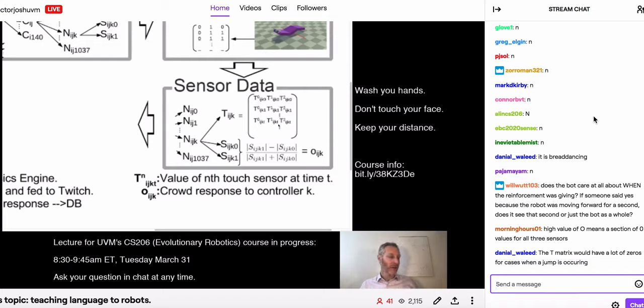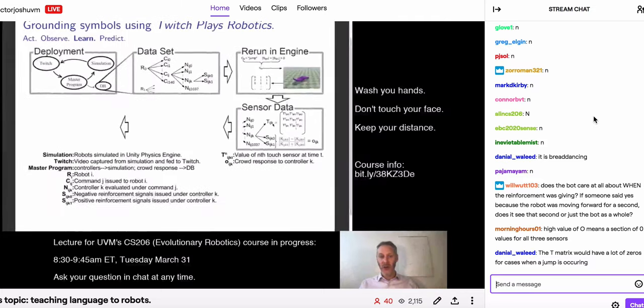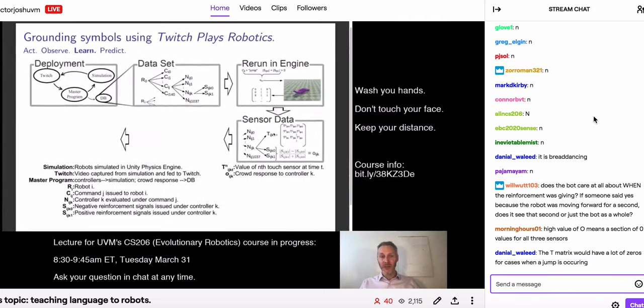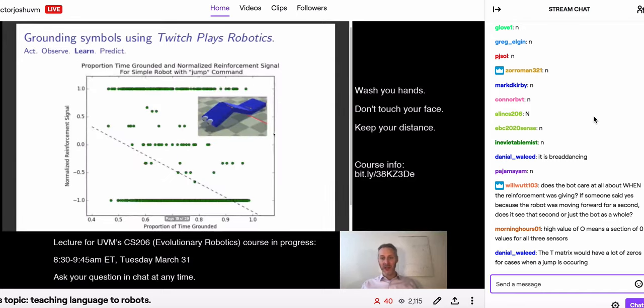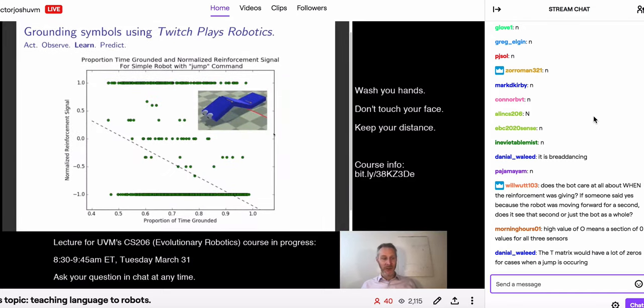Alternatively, a low value of O would mean that for each row in the matrix, there's probably at least one touch sensor that's firing. The robot was in contact with the ground for most of the time. Now, whether that's true or not in the data, we don't know, but it suggests it may be the case. And again, because I'm showing you this experiment, you can imagine that it probably was the case.